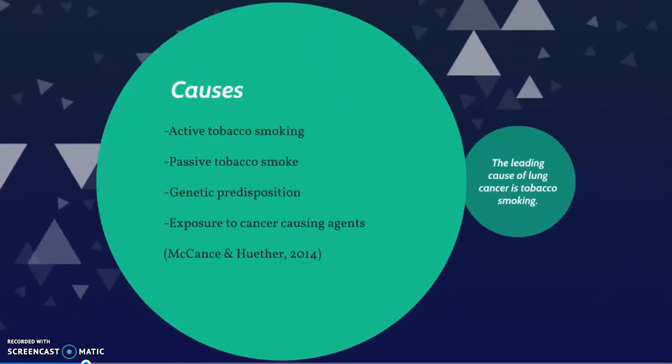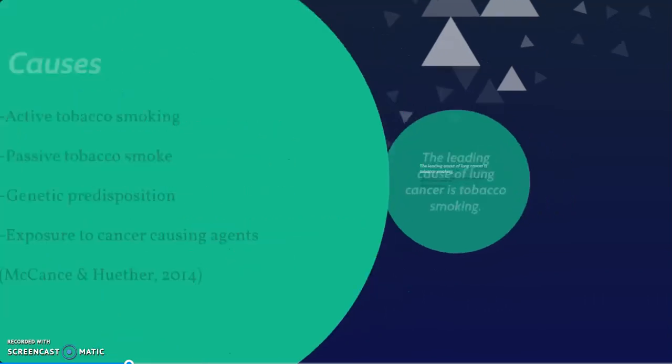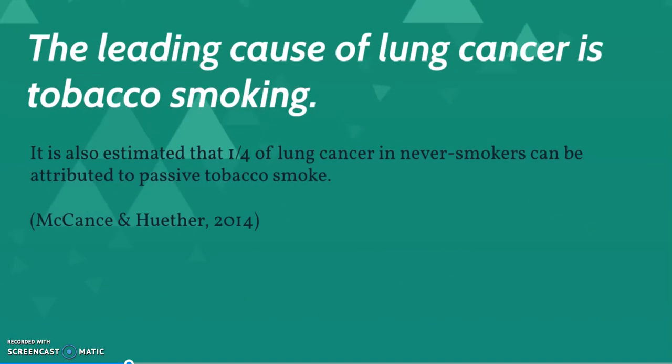The most common cause of lung cancer is active tobacco smoking. It's estimated that a quarter of lung cancer in never smokers can actually be attributed to passive tobacco smoking. Some other causes of lung cancer would be genetic predisposition and exposure to cancer-causing agents such as benzopyrene, which is a chemical found as a result of things such as wood burning, coal tar, and diesel exhaust. Exposure to radon gas, a natural breakdown of uranium in the soil, and asbestos exposure. Just to reiterate, the leading cause of lung cancer is tobacco smoking.